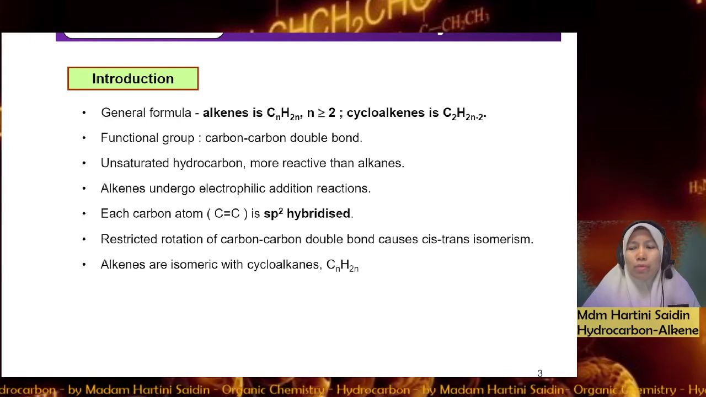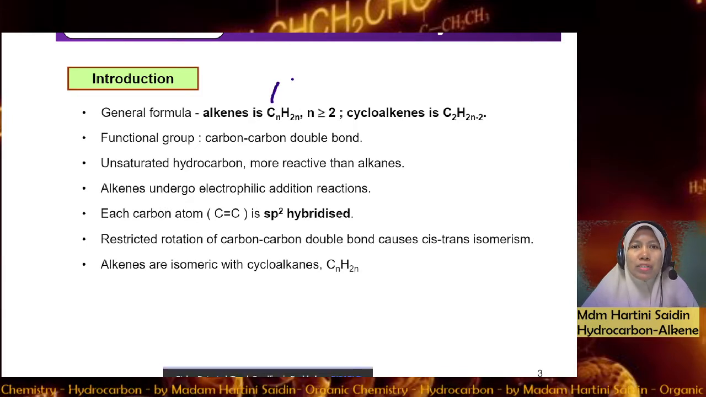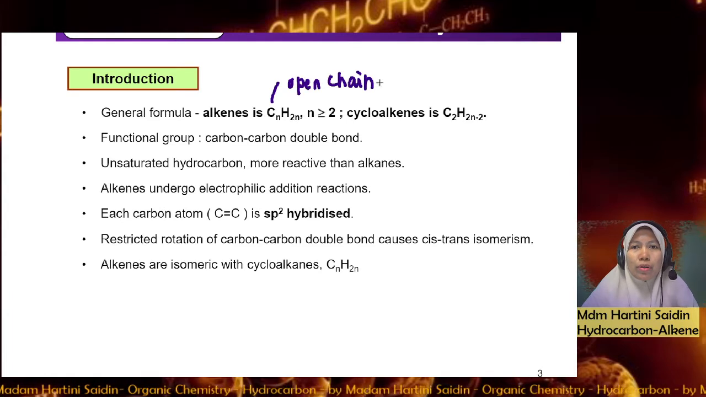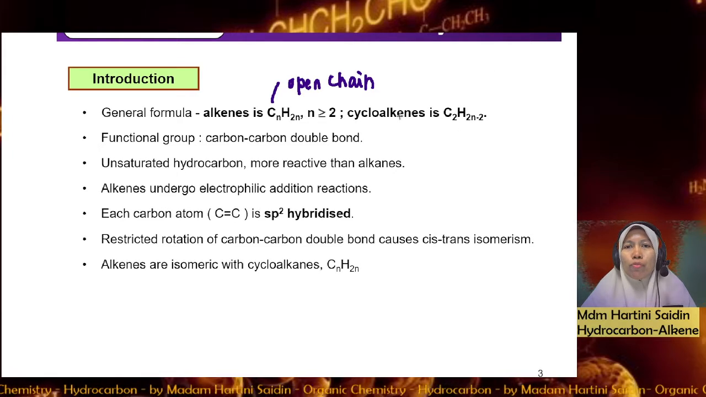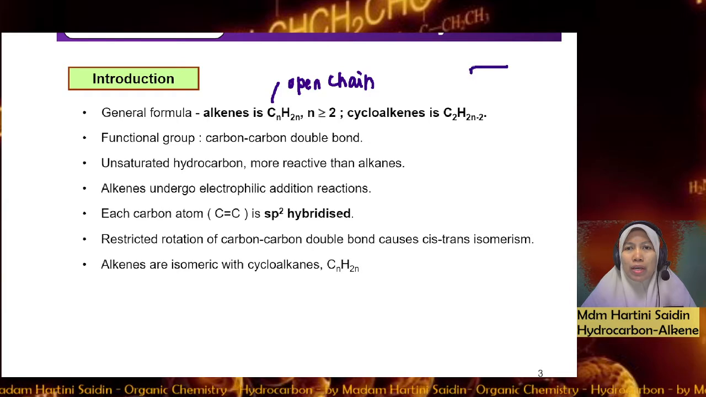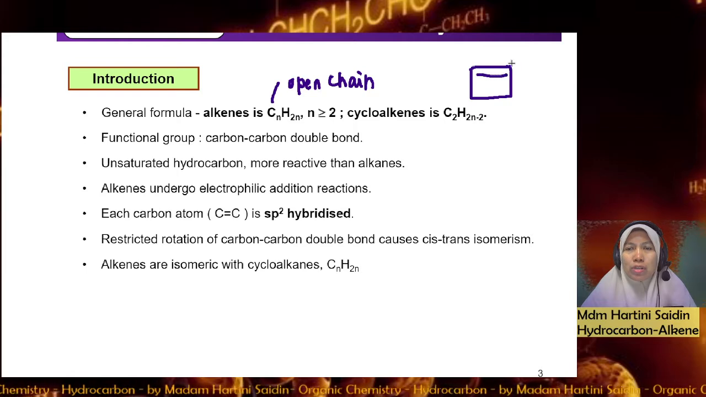Okay, the general formula for alkene is CnH2n, CnH2n for open chain structure, while CnH2n minus 2 for cycloalkenes. Okay, for example, I draw cyclobutene. So cyclobutene, 1, 2, 3, 4.